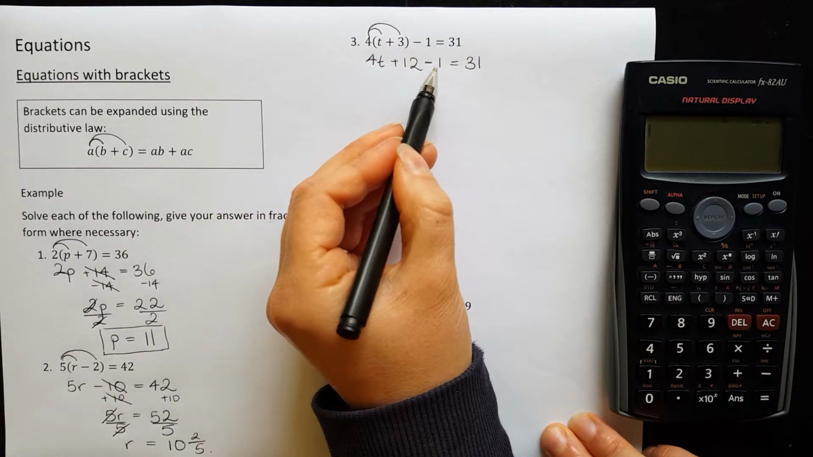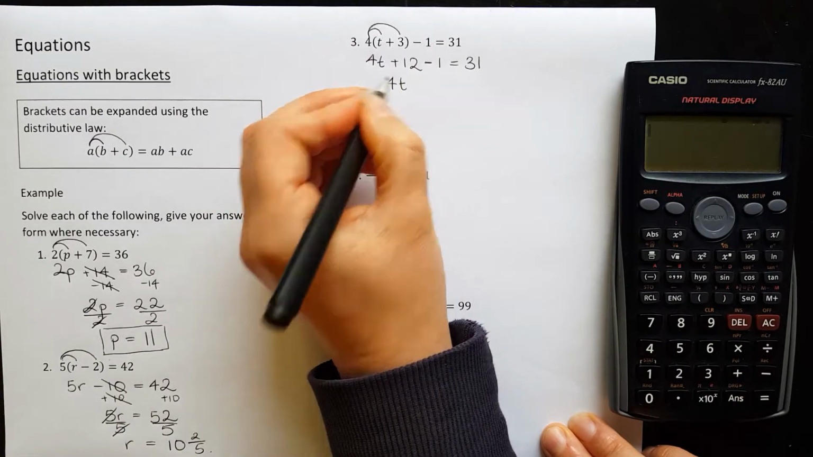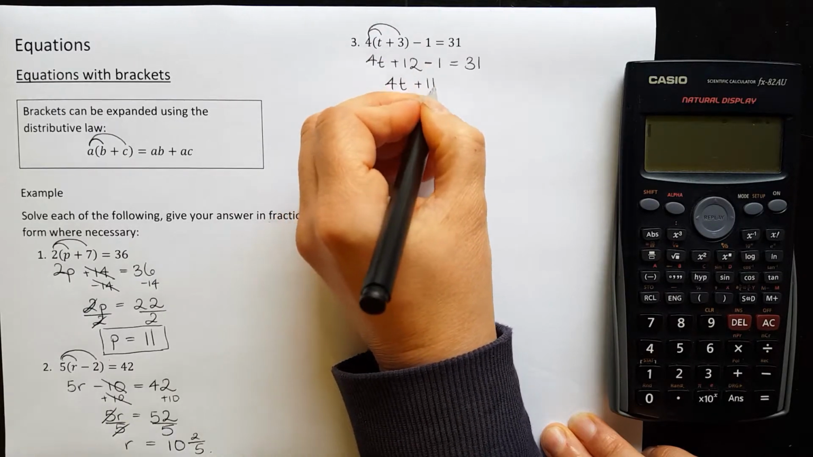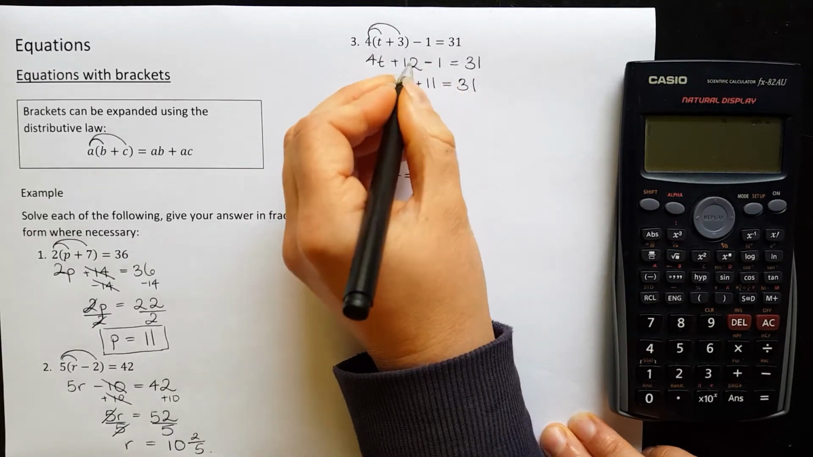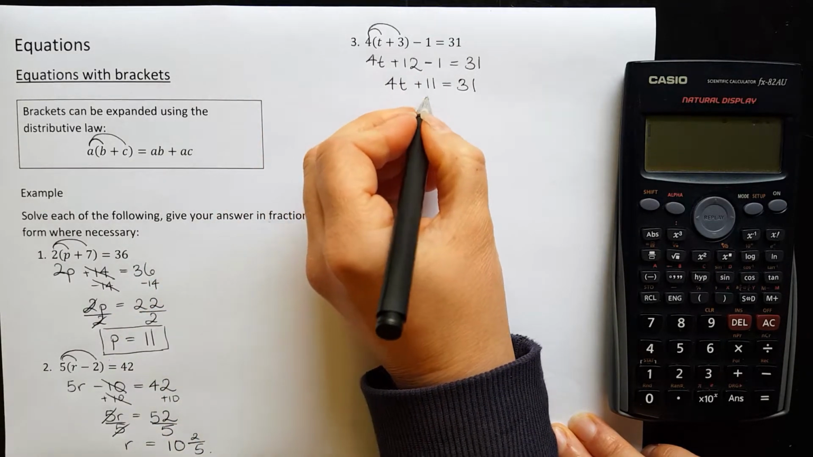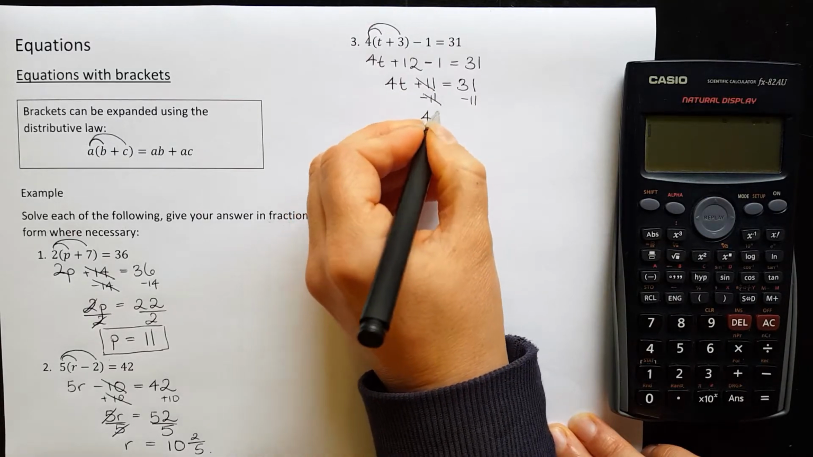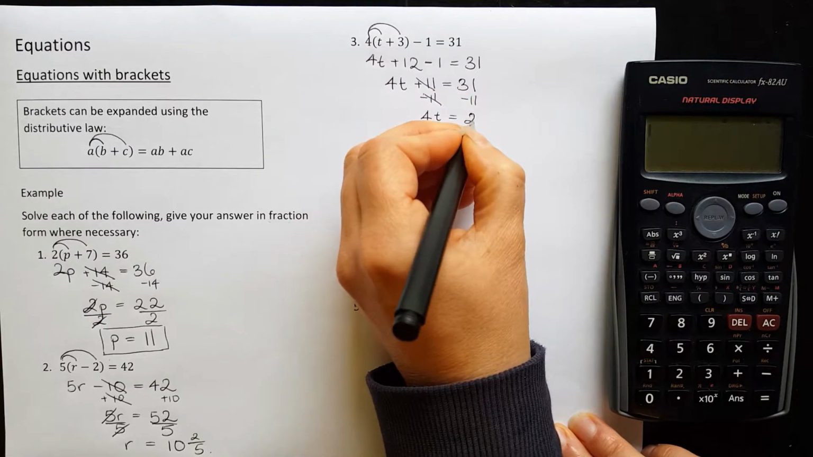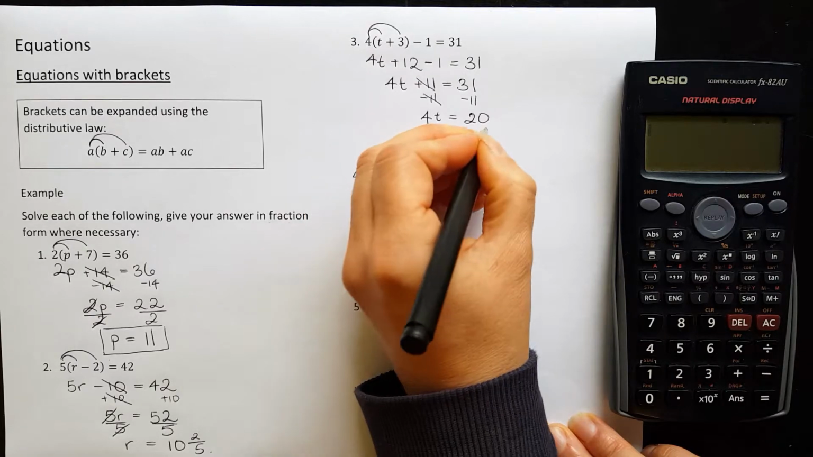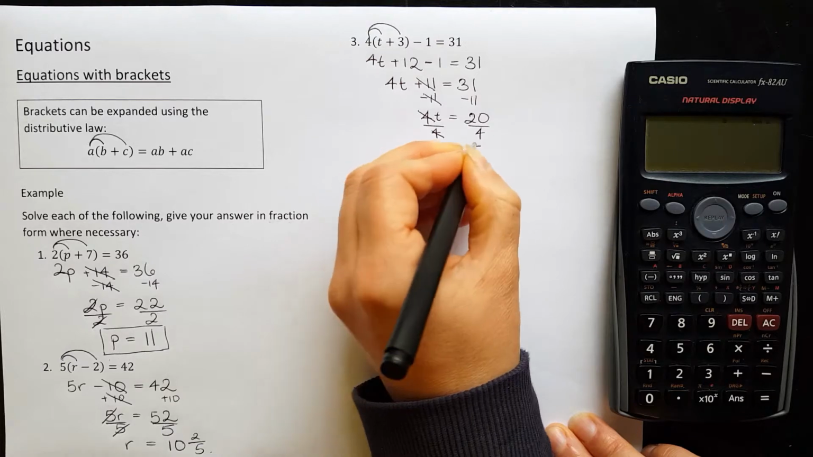Now the 12 and the negative 1, they're like terms. We want to put those together. So let's leave the 4T for a minute. A positive 12 minus 1 makes 11, which is equal to 31. So I've just collected those up and now I have a two-step equation. First of all, I will subtract 11 from both sides, getting 4T is equal to 20. And then to get rid of this 4, I divide by 4. T is equal to 5.